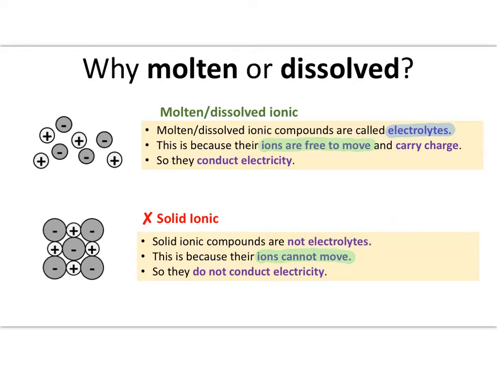So the key point is, if we're to split an ionic compound, if we're to separate its components, then we need those ions to be able to move, and that's why we need to have the compound in a molten or dissolved state.